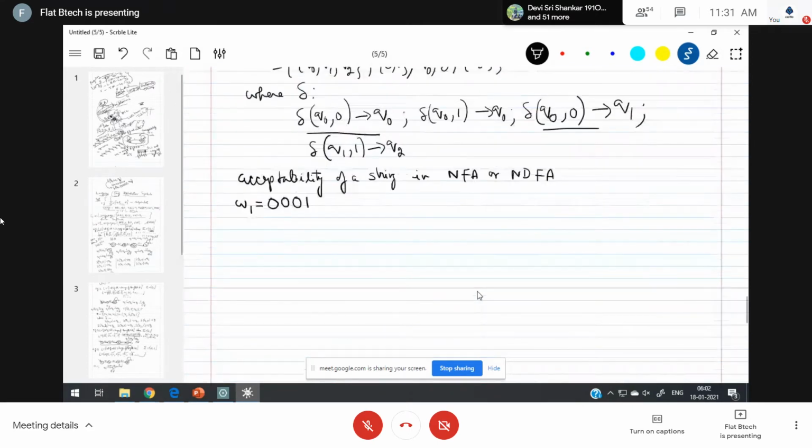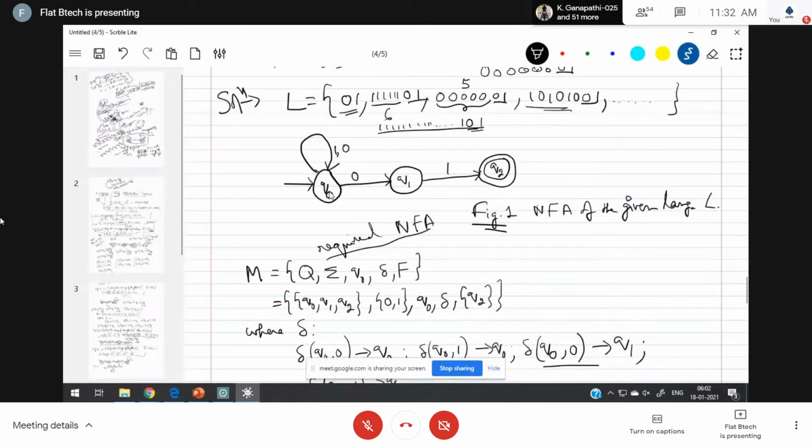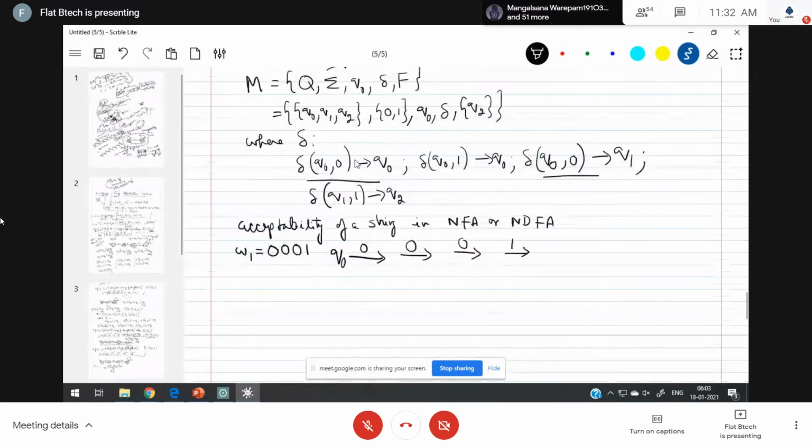Okay, let me check it. 0, 0, 0, 1. As per the diagram, the initial state is Q naught. So let me write Q naught here. Now, currently at state Q naught, if the input symbol is 0, one option is the self loop. Another is the transition from Q0 to Q1. There are two options: either Q0 to Q0 itself, or Q0 to Q1 if the input symbol is 0. I'm repeating again: the current state is Q naught. If the symbol is 0, there are two possibilities. I've already underlined it here.